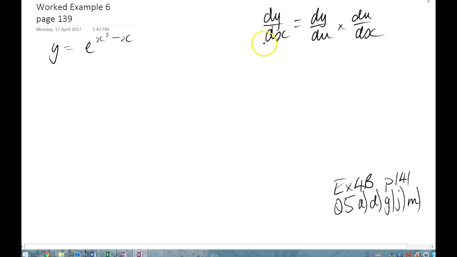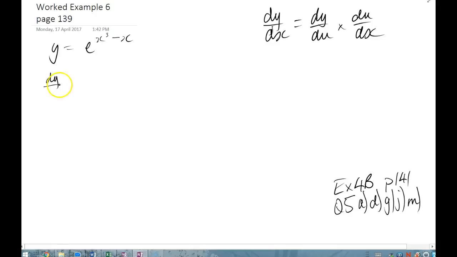I'm going to go ahead and use my chain rule to differentiate this equation here. I've got y equals e to the power of a function, so I can use the chain rule. Remember that this index up here, x cubed minus x, that is what we're going to say u is. So I'm going to try and do this in a more efficient manner. See if you can follow through the thinking.